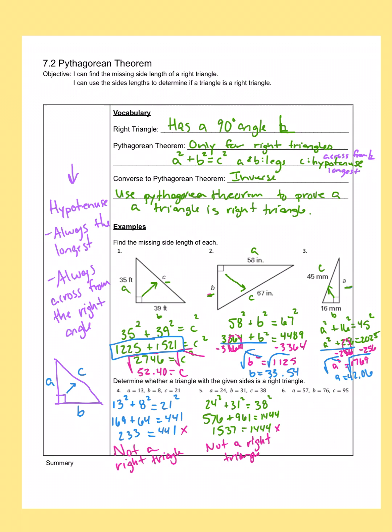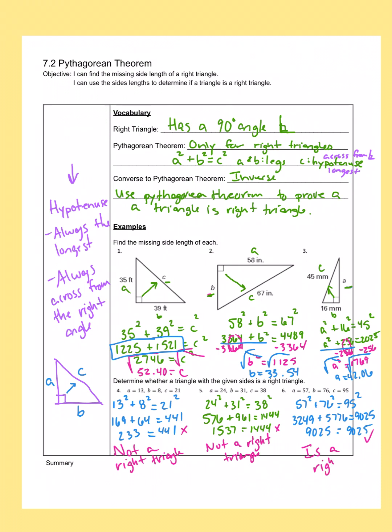And then for our last one, we'll do the same thing again. Plug into the Pythagorean theorem. So A squared plus B squared equals C squared. Then we square our numbers. 57 squared is 3,249. 76 squared is 5,776. And 95 squared is 9,025. Then I'm going to go ahead and add up the two numbers that are together. The 3,249 plus 5,776, and we get 9,025. And on the right-hand side we still have 9,025. And in this case they are equal. So this one is a right triangle.